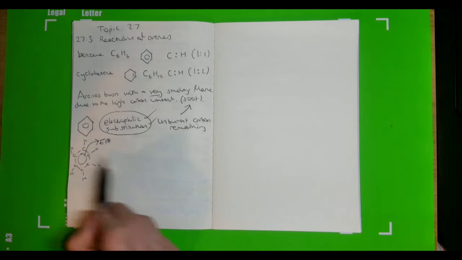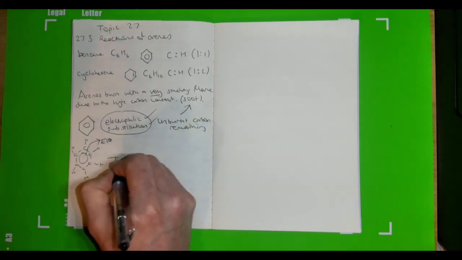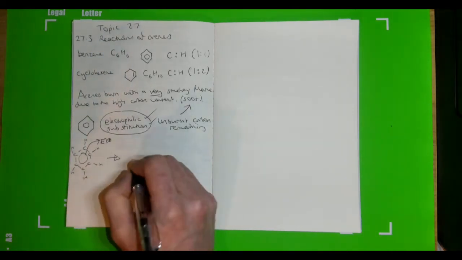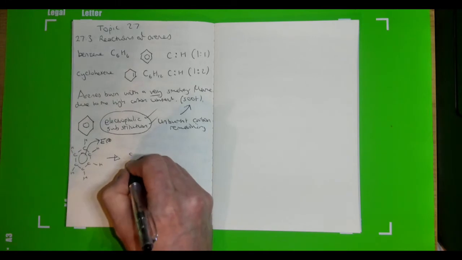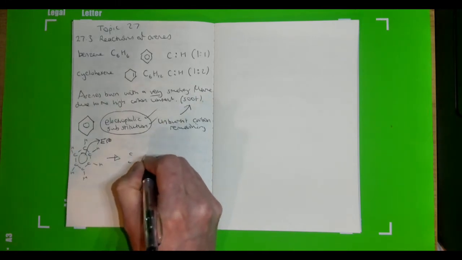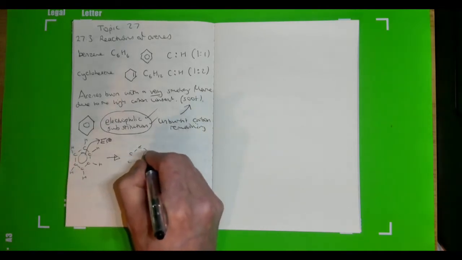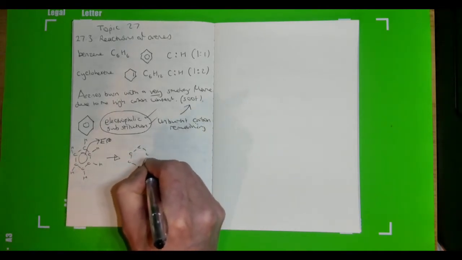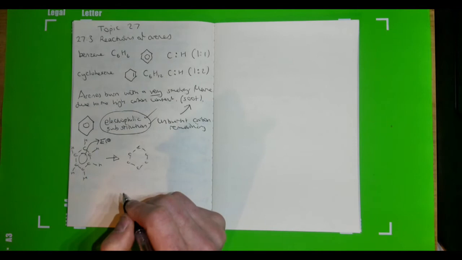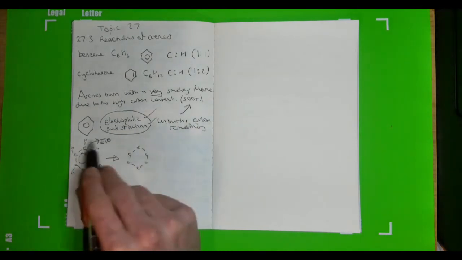So let's draw what happens here after the first step in this mechanism. All of the carbon atoms are still chemically bonded together. All of these hydrogen atoms are still intact. We haven't done anything to those.